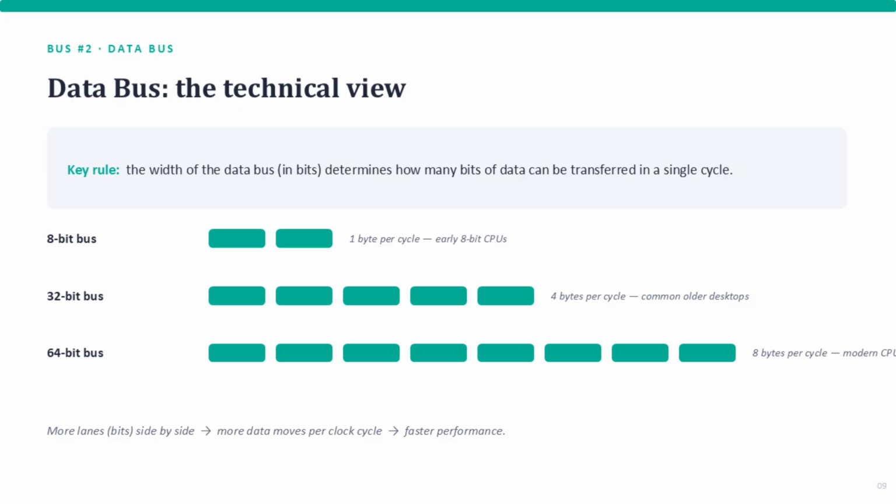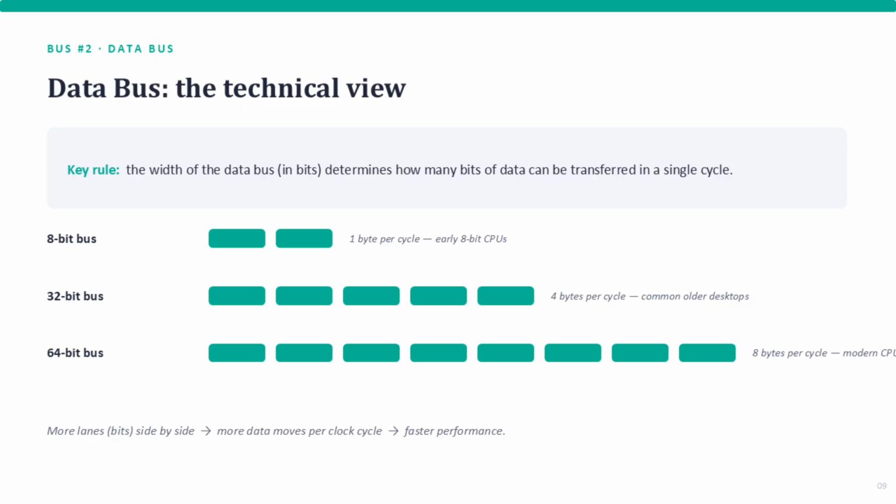Let us understand this with a simple analogy. Imagine two highways connecting the same two cities. The first highway has one lane. The second highway has 8 lanes. Both highways reach the same destination. However, which one can carry more vehicles at the same time? Obviously, the highway with 8 lanes. The same idea applies to the data bus. A wider data bus has more data lines, allowing more bits of information to travel simultaneously.